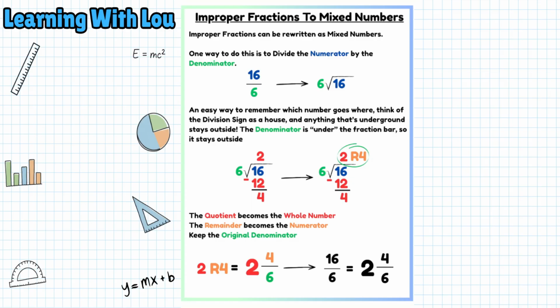And there you have it. Those are two different ways you can choose to rewrite improper fractions as mixed numbers. You can either use division or you can use decomposing. Either one is fine, whichever one you're more comfortable with.